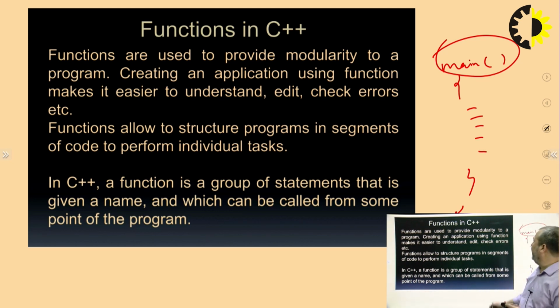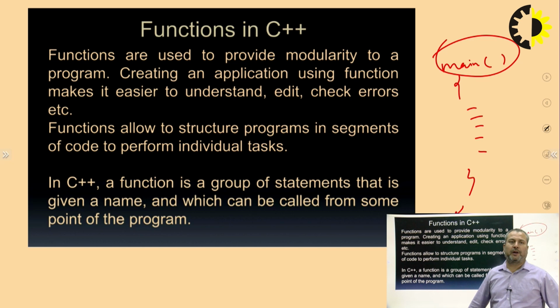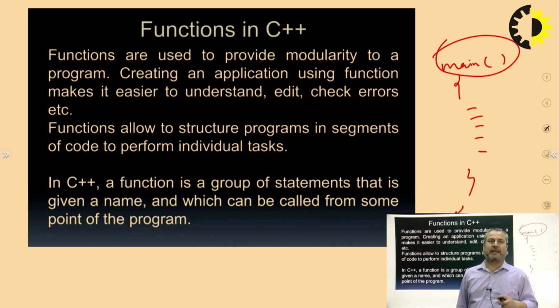Functions are used to provide modularity. Different modules can be implemented just by using functions. Creating an application using functions makes it easier to understand, edit, and check for errors. Why is it easier? Because you do not rewrite the same code. If you put the code in a separate function, wherever in the program you want to execute that code, you simply call the function. Otherwise you would have to rewrite the same code at every place where you want to execute it.